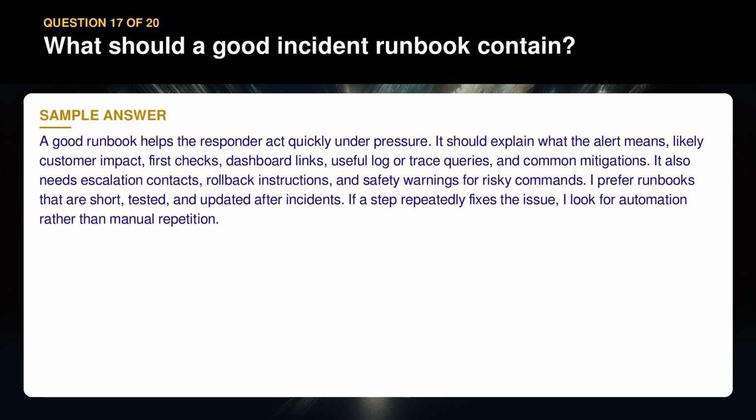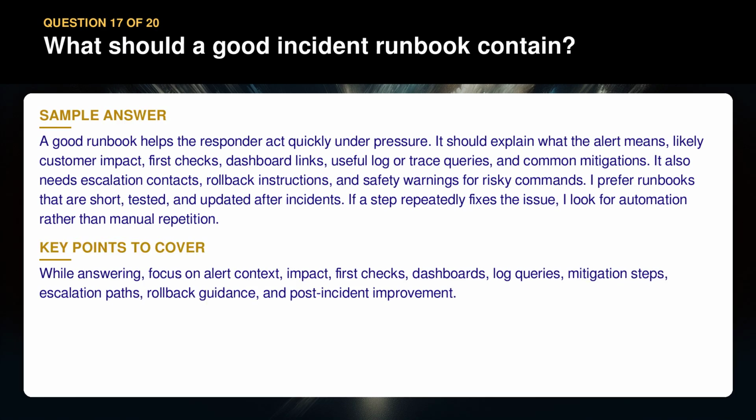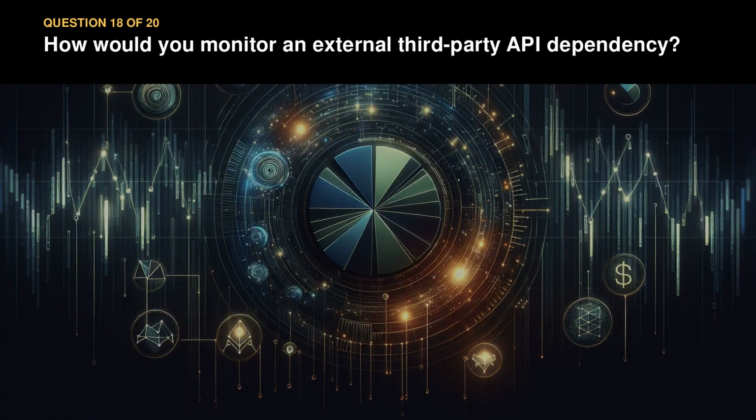I prefer runbooks that are short, tested, and updated after incidents. If a step repeatedly fixes the issue, I look for automation rather than manual repetition. While answering, focus on alert context, impact, first checks, dashboards, log queries, mitigation steps, escalation paths, rollback guidance, and post-incident improvement.